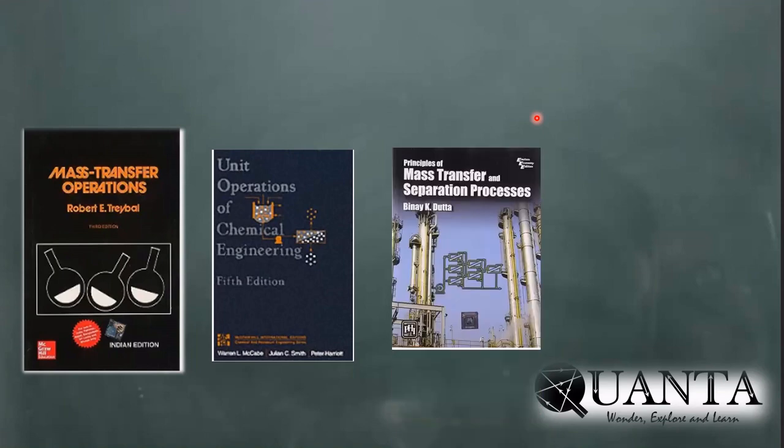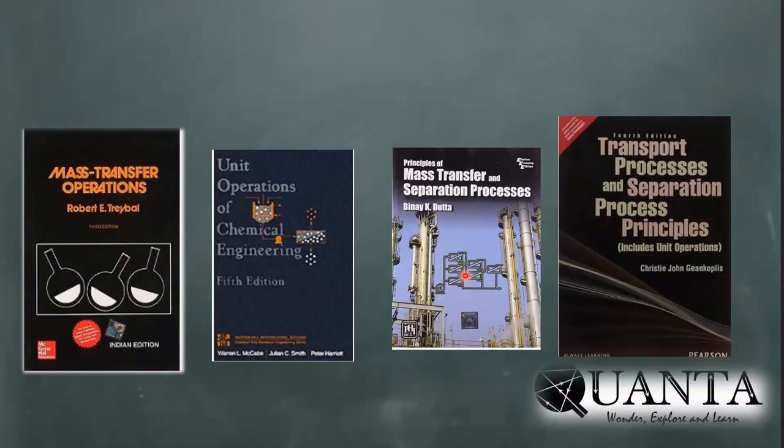But I have recently found out that Mass Transfer by Binay K. Dutta is a pretty good text in that it offers plenty of multiple choice questions which we can practice based on the different topics that we learn. So this would be a good text to start off. The other is Transport Processes and Separation Process Principles by Geankoplis. This is another text which is very well organized. It has plenty of solved problems, and we can use this text for your preparation.